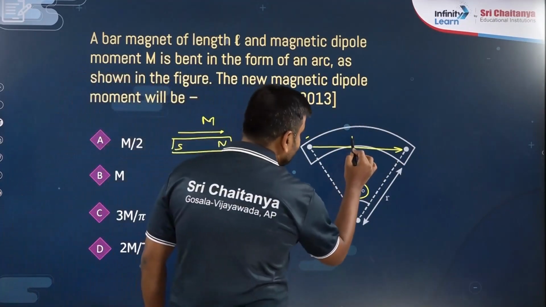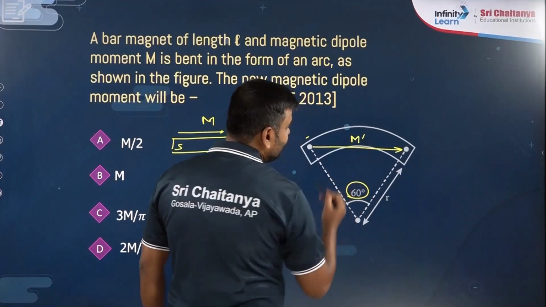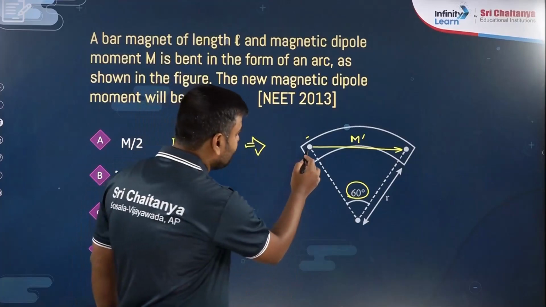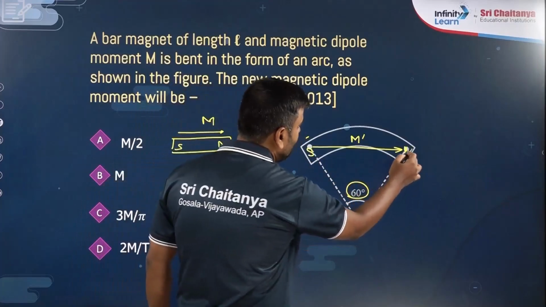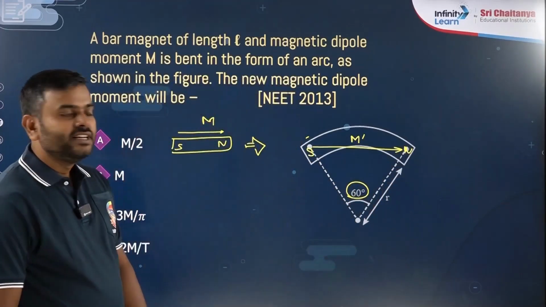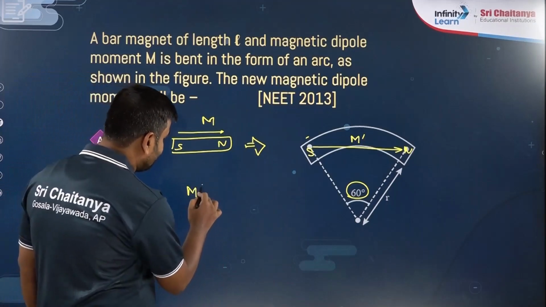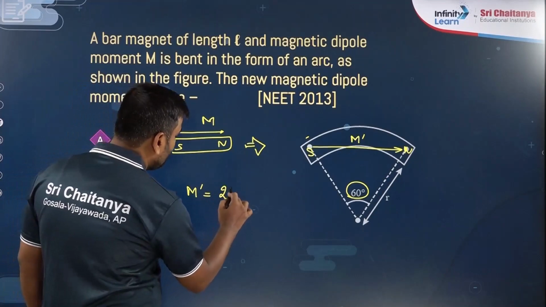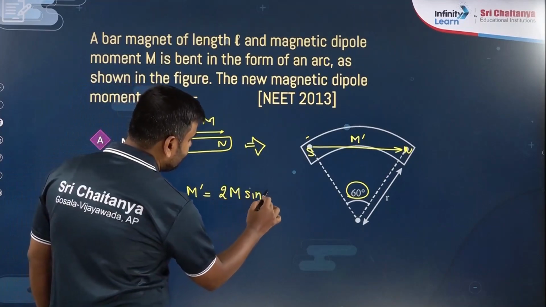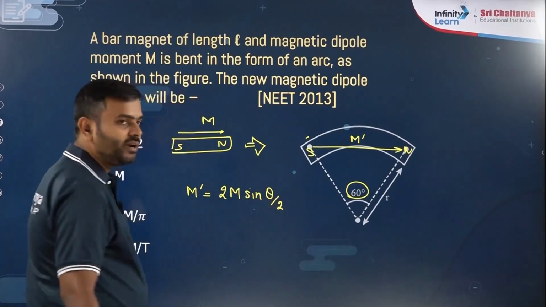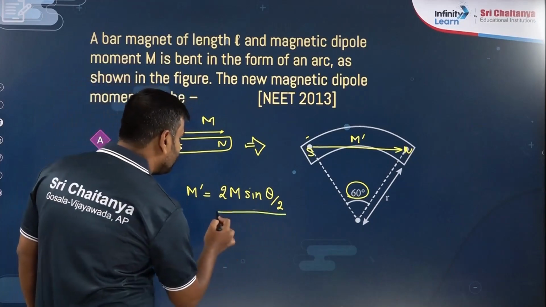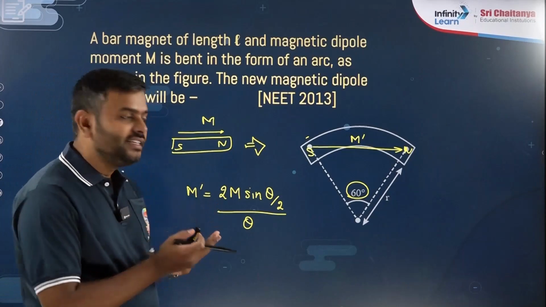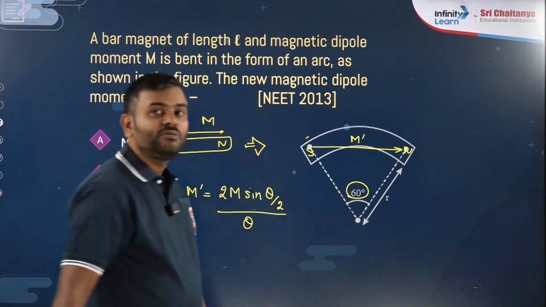So the new magnetic moment which I am taking here, M dash, will be from this pole to this. If I consider this as south pole and this as north pole, what will be the value of this new magnetic dipole moment because of the bending? It will be 2m sine theta by 2 divided by theta, where theta is the angle that the arc is subtending at the center, and that is given.